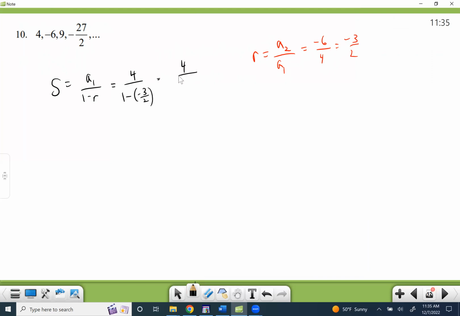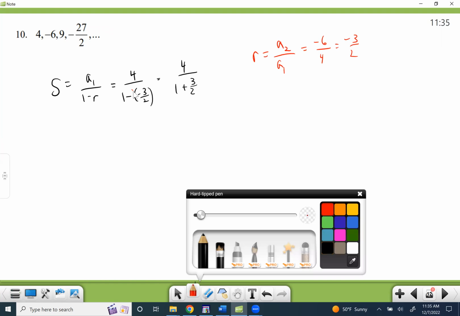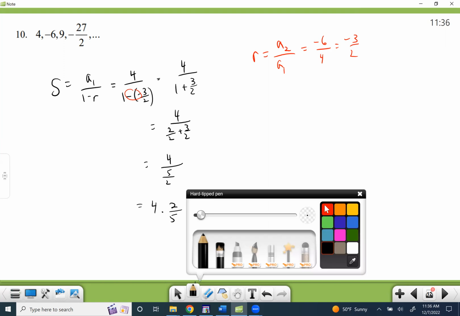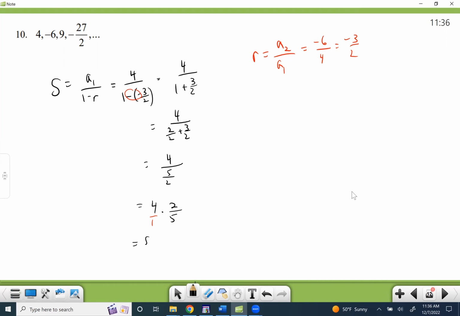So this is going to be 4 over 1 plus 3/2. Minus minus, we'll turn that into a plus, right? Okay, so when we do the math, let's turn that 1 into a 2 over 2, so we can add 3 over 2 to it. So 2 over 2 plus 3 over 2 is 5 over 2. And instead of dividing by 5/2, we're going to multiply by 2/5. So again, put a 1 underneath and just multiply straight across. So that's going to get you 8/5.